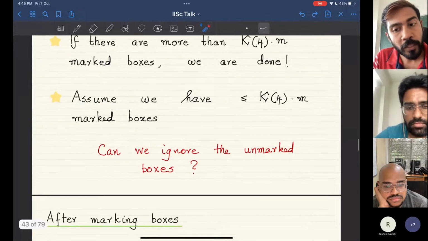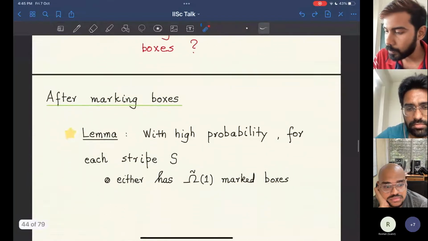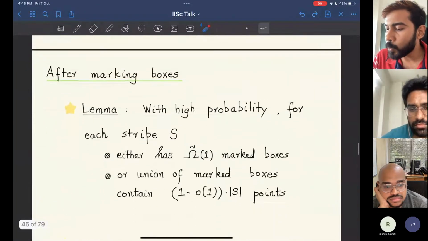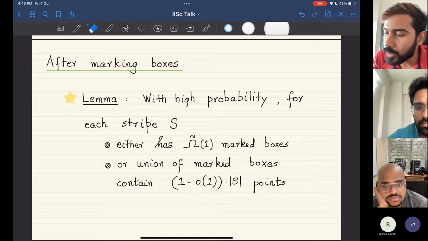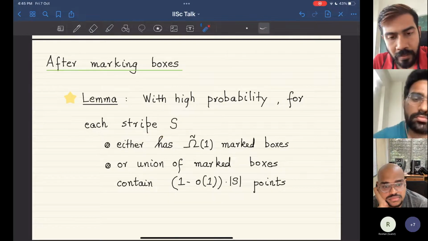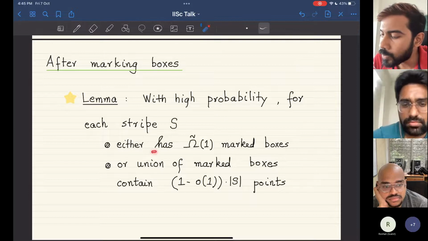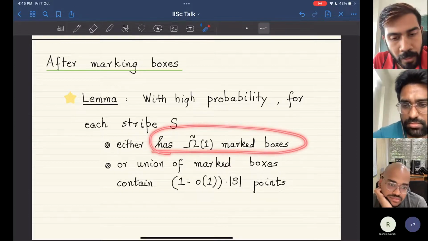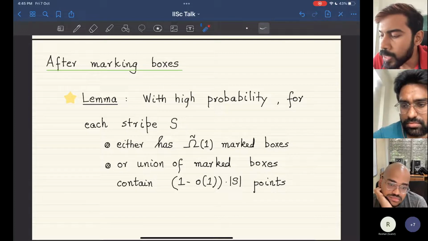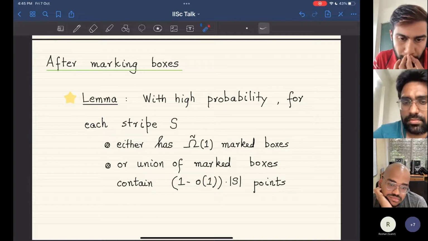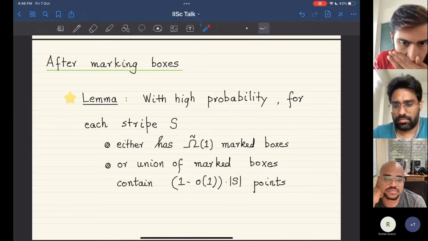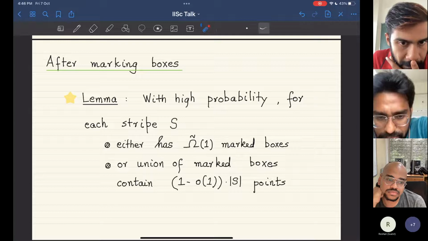Still, is it okay to ignore the unmarked boxes in the other situation? Here is what we prove: after marking the boxes, with high probability, for each stripe S, it either has many marked boxes, polylog n marked boxes, or if it has very few marked boxes, most of the points in that stripe are contained within the marked boxes. This is what we show. It's a lemma, a property of our sampling scheme.